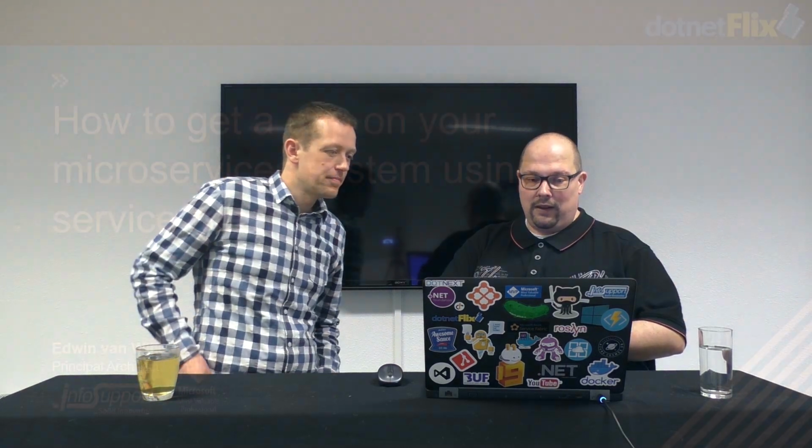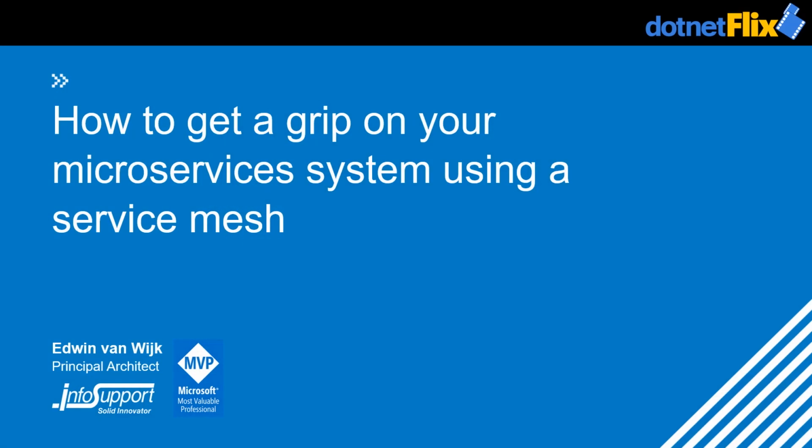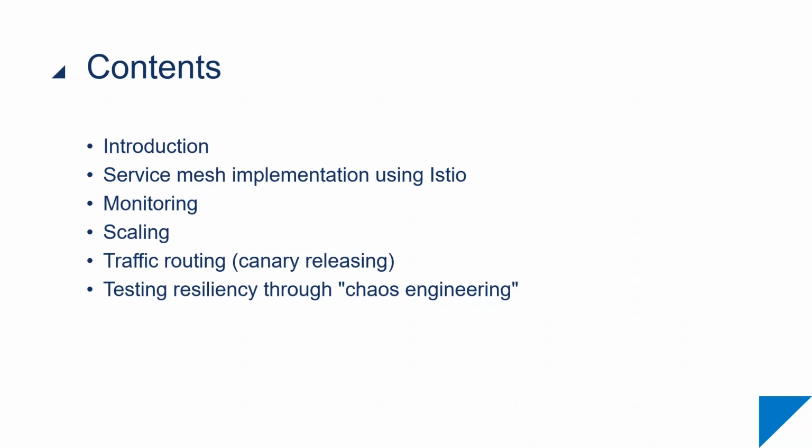Let's dive right in. The session is called How to Get a Grip on Your Microservices System Using a Service Mesh. This is what I'm going to do today: a short introduction, then we're going to look at a service mesh implementation using Istio. And then I'm going to look at the features that Istio gives you as a service mesh, like monitoring, scaling, things like Canary releasing, and also testing some resiliency. So these are the demos I'm going to do.